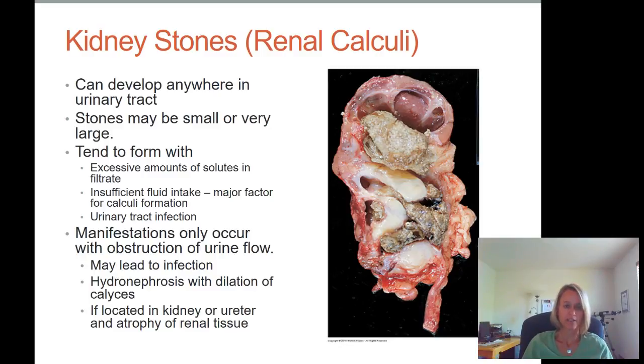So manifestations only occur when there's obstruction of urine flow. This can lead to infection. This can lead to hydronephrosis. And if located in the kidney or ureter, atrophy of the renal tissue.